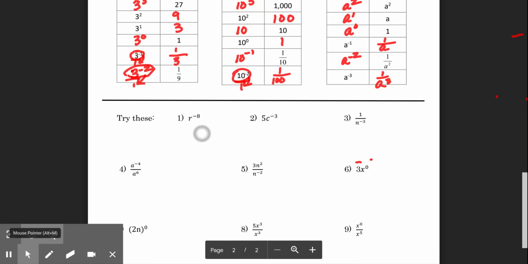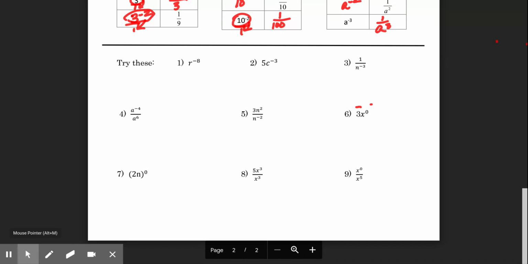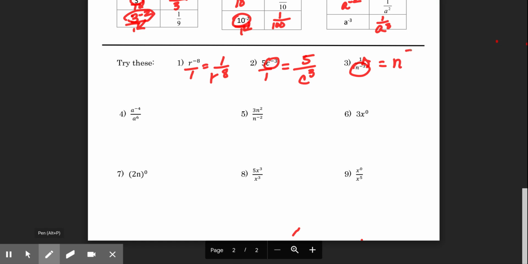All right, so now let's just kind of pull everything together and see what we can do with this. So it says try these. It doesn't say anything about writing with positive exponents, but that's what we want to do here. So on this one, it's like over 1. So we're going to flip it and it'll be 1 over r to the 8th power. On this one here, only the c is going to be moved. So it'll be 5 divided by c to the positive 3. On number 3, we're going to take that and move it to the top with a 1. So basically, it's just going to be n cubed.